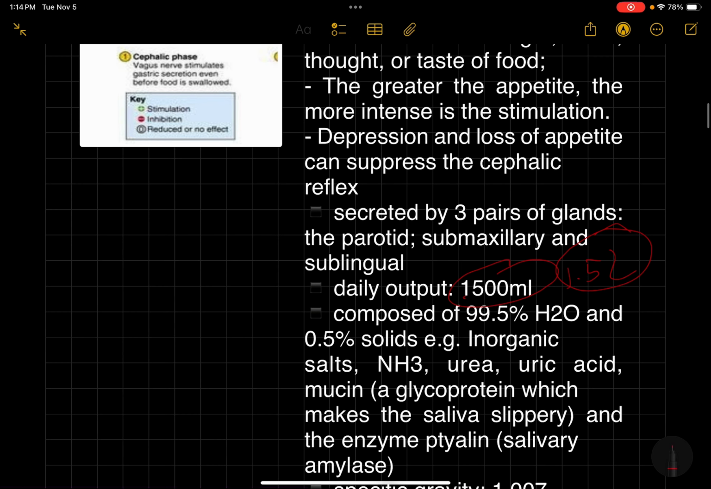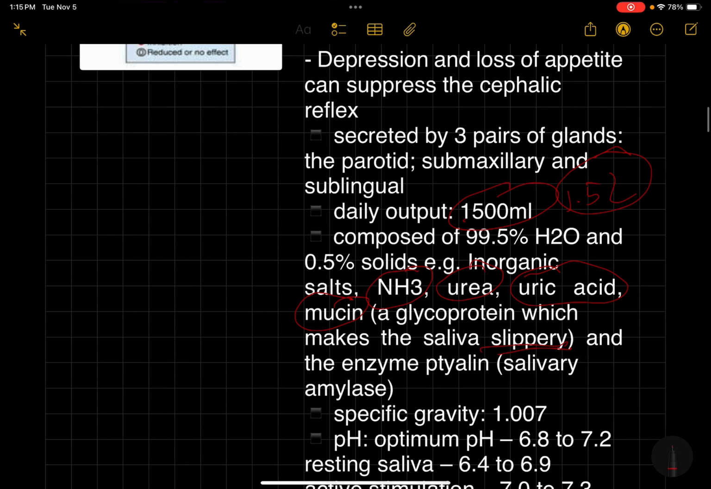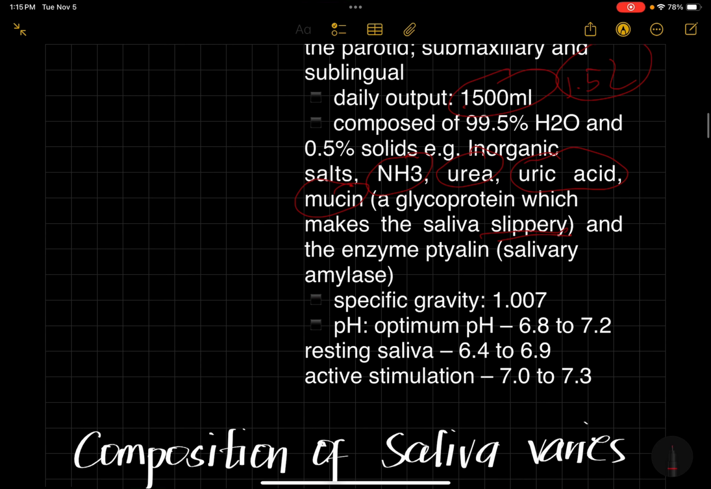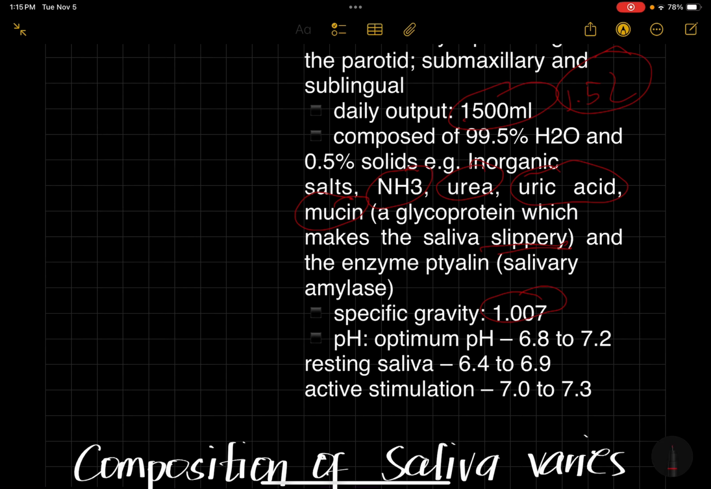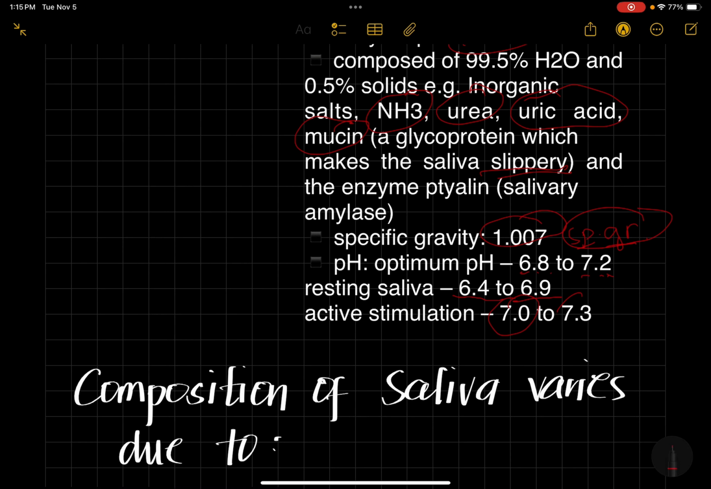Saliva is composed of 99.5% water and 0.5% solids: inorganic salts, NH3, urea, uric acid, mucin, which makes the saliva slippery, and the enzyme ptyalin, or salivary amylase. The specific gravity, or SPGR, is usually used as an abbreviation. The pH optimum is 6.8 to 7.2. The resting saliva is 6.4 to 6.9, and the active stimulation is 7 to 7.3.